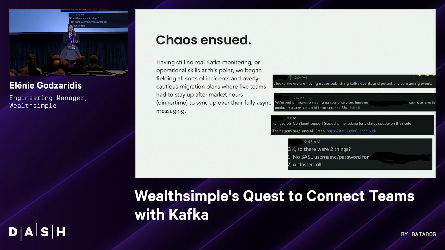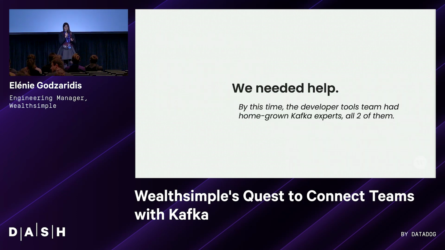So obviously there were incidents. There were a few of them at various times. And everyone started doing complex migration plans where whenever they were touching the Kafka infrastructure in any way, people had to do this in sync at 8 p.m., which is conveniently after the markets close. So I guess we're lucky that markets don't close at midnight, because otherwise we might have had a few more difficult years. So we needed help.